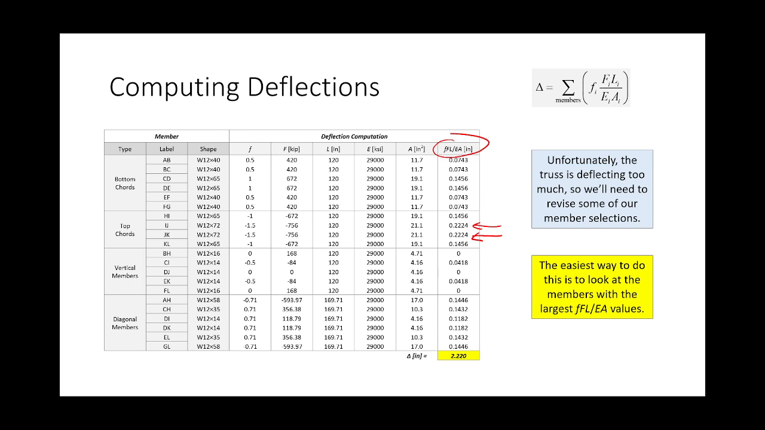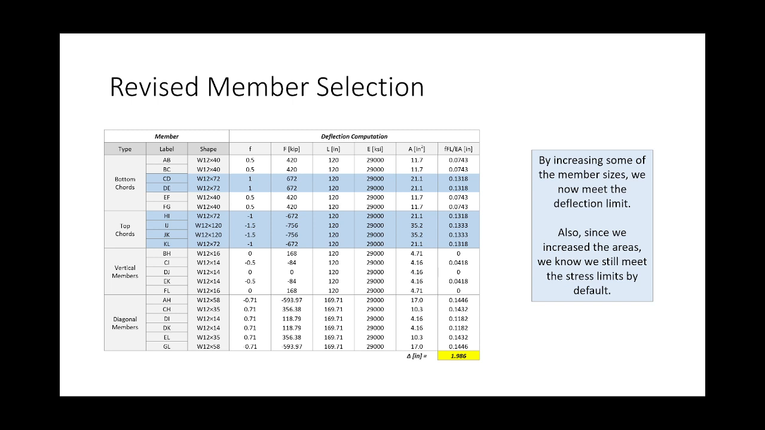The beauty of this is you can do this in Excel. After I played around with it for a little bit, I ended up having to change a few members. I changed all the top chords and 2 of the bottom chords until I got the deflection to be less than 2 inches. Because I'm increasing the size of the members, I know that they're going to meet the stress limits. I'm not making any members smaller, I'm making them bigger. So now I have a truss that meets both strength limit states, i.e. the stress limits, and service limit states, the deflection limits.